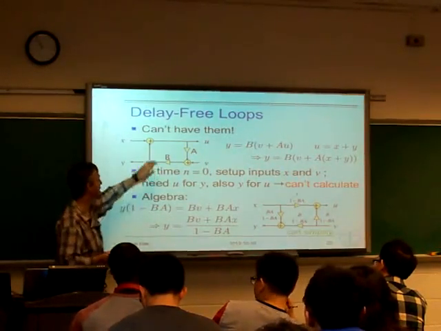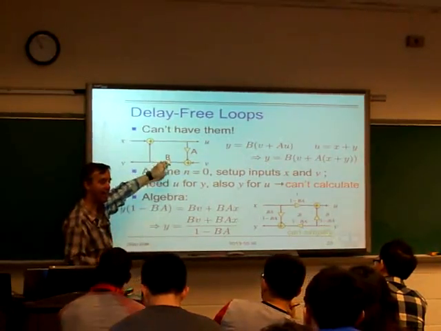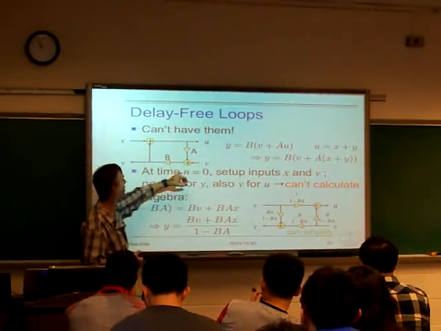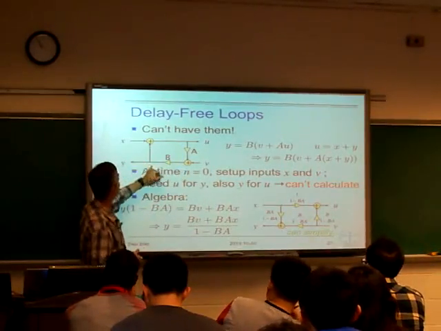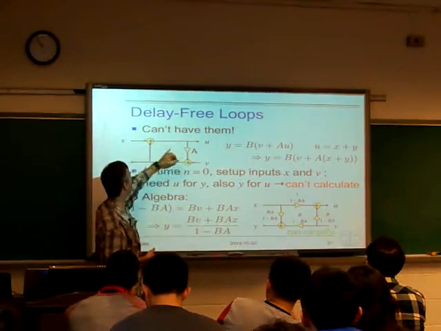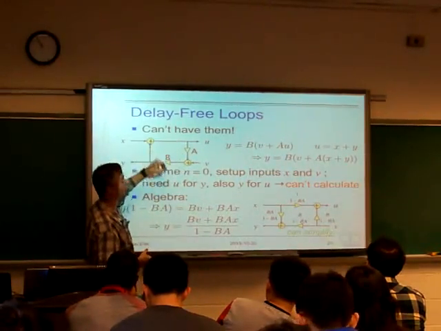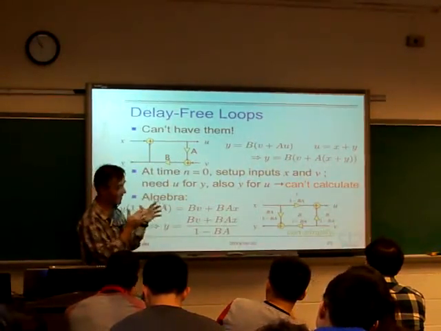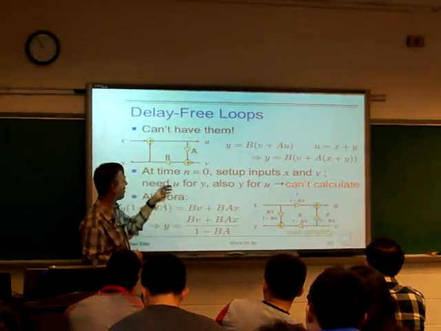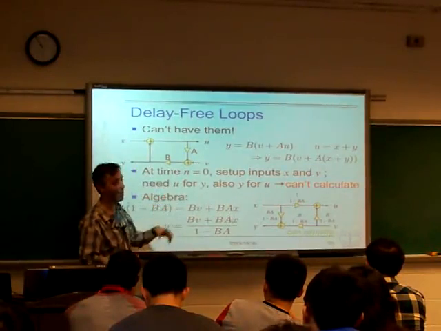But that would be essentially inserting a delay in here, because it's saying, at time 0, this is what value it has. But here we're saying, no, at time 0, the output of y is b times v plus a times x plus y. And so y0 is equal to b times v0 plus a times x0 plus y0.